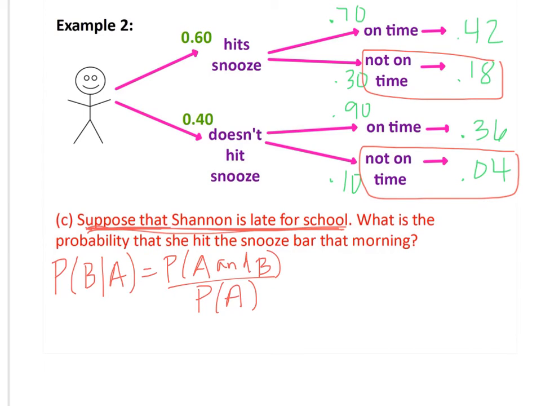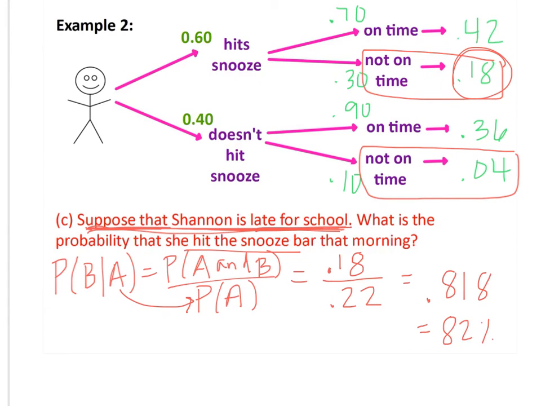So what is the probability she hit the snooze bar in the morning? Meaning, what's the probability that I'm up here hitting the snooze and not on time, given that she's in one of these two categories? So A and B would be hitting the snooze and being late. That overlap is 0.18. So my numerator is 0.18, the overlap of snooze bar and being late, divided by the probability that she's late, or the given, which we got from part B to be 0.22. So I look for the overlap divided by the given, and that gives me 0.818, or about 82%.